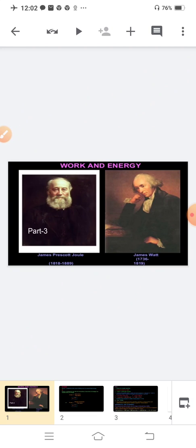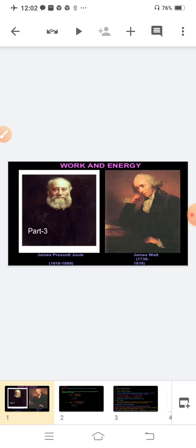Potential energy is produced due to its position. Clear? When we pull back the bowstring, that bow has some energy due to its position. A bird sitting at a height has only potential energy. A bird flying in the sky has potential energy as well as kinetic energy.